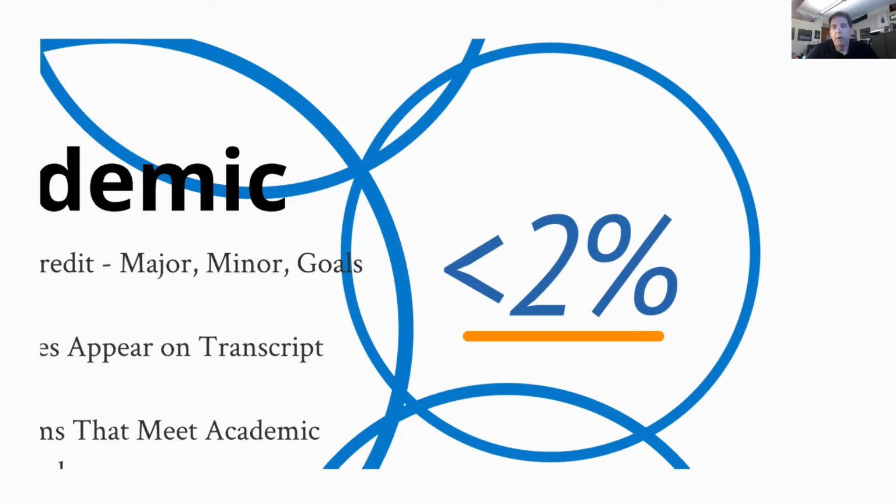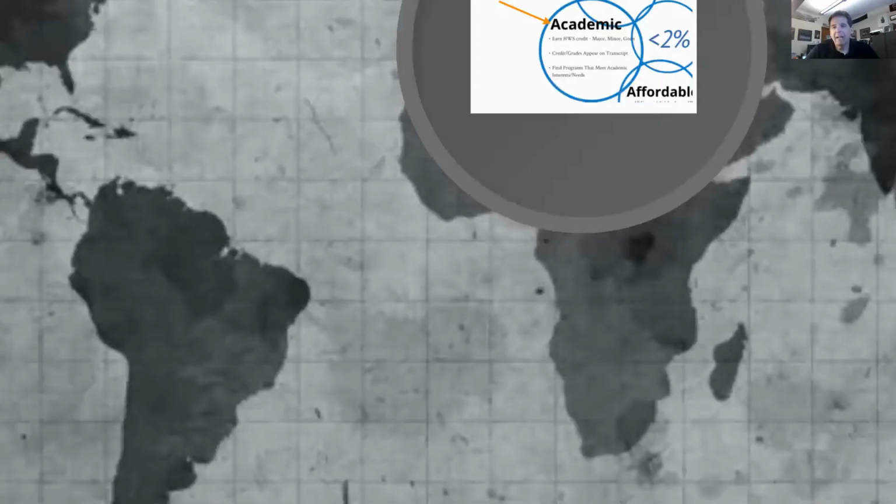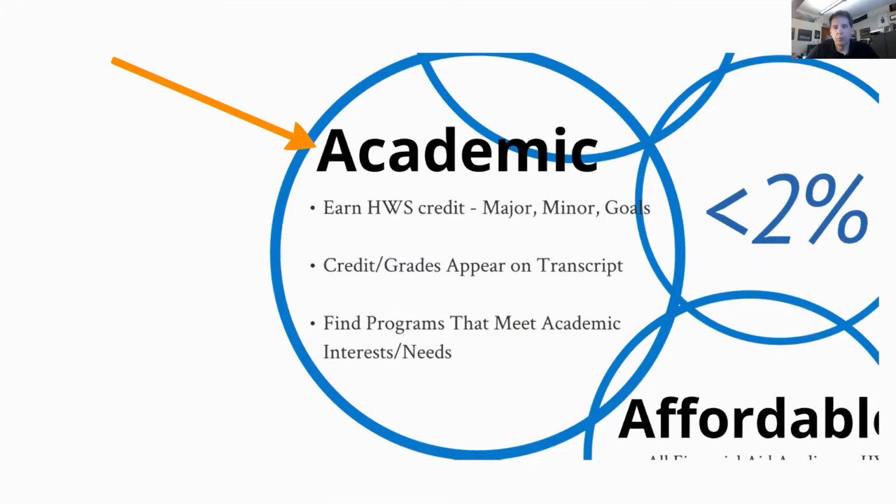There's 3 key points also that we like to make when talking to students about study abroad to try and dispel some of the misperceptions that there are. First, these are academic programs. This is not about tourism, although you do get to visit some really interesting places and see some interesting things. But first and foremost, these are academic programs on which you're going to earn HWS credit.